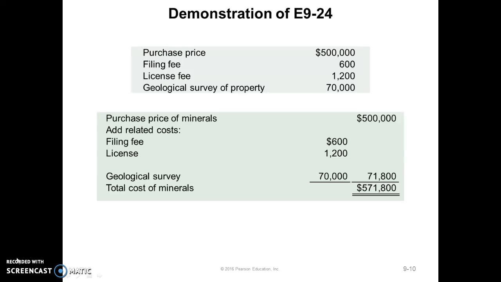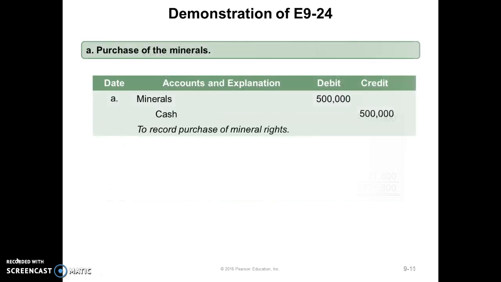So we know the total cost of the minerals, as I said: the purchase price $500,000, the filing fee, the license fee, the geological fee. All of this is going to be a part of the cost of the asset, which is $571,800. So for the purchase of the minerals, we're going to debit the minerals, that asset, for $500,000, and we're going to credit cash for $500,000.